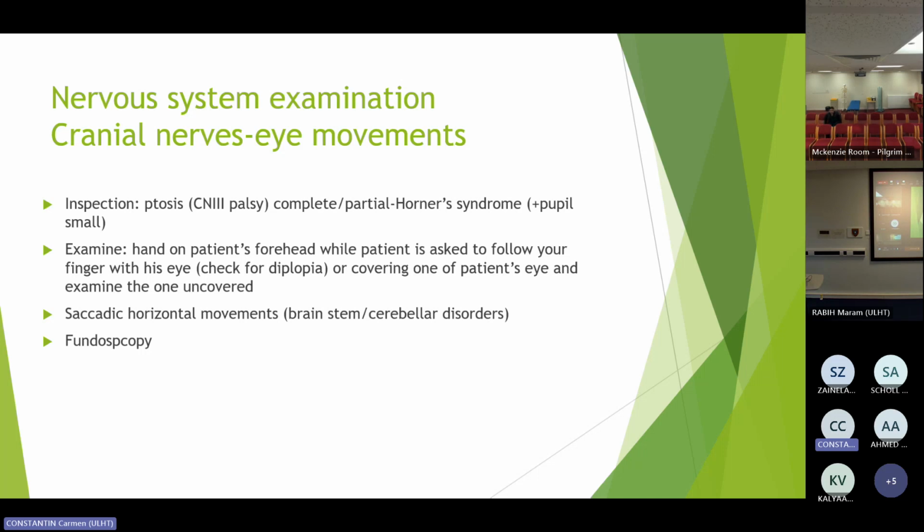So very important is examining, like putting a hand on the forehead of the patient, and asking the patient to follow your finger. This is how you check for diplopia, or you can cover one eye. It's not wrong either way. Just make sure that you are examining.